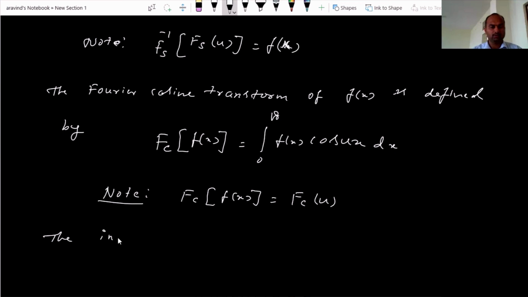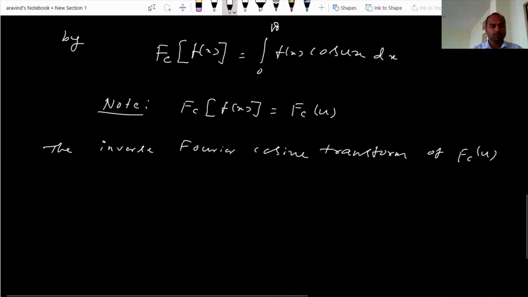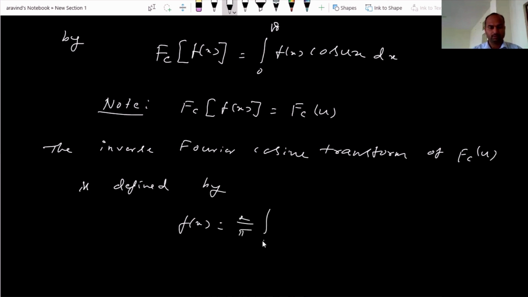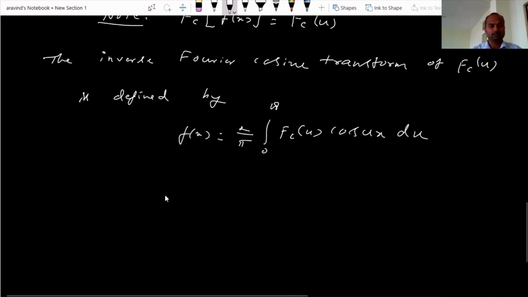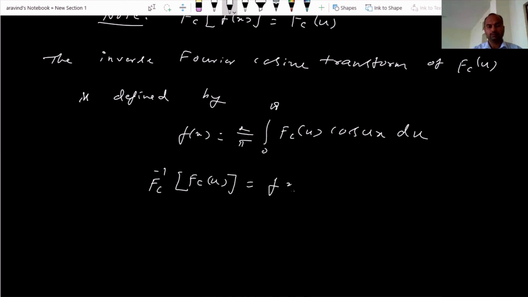Similarly, the inverse Fourier cosine transform of Fc of u is defined by f of x is equal to 2 by pi integral from 0 to infinity of Fc of u cos ux du. That is, the inverse cosine transform of Fc of u will be equal to f of x.